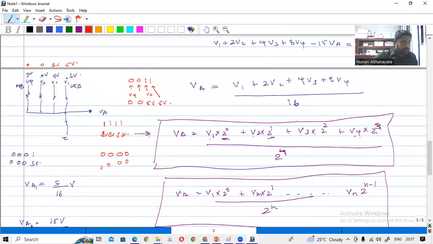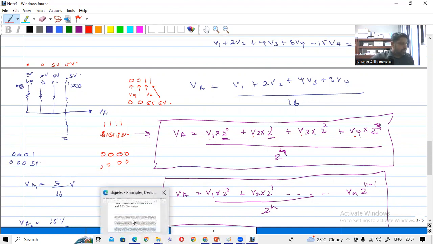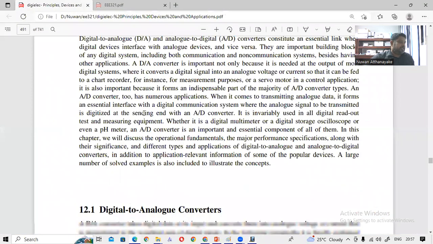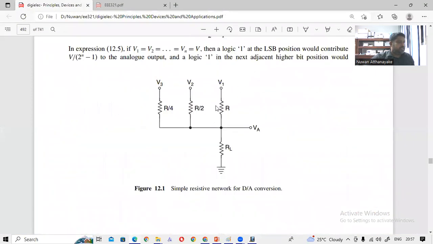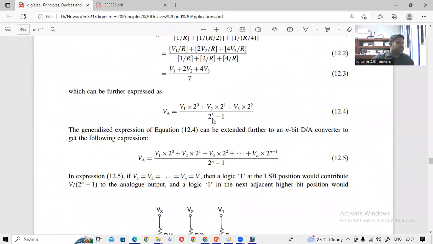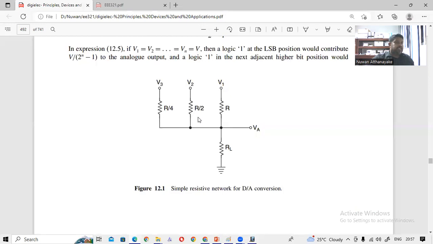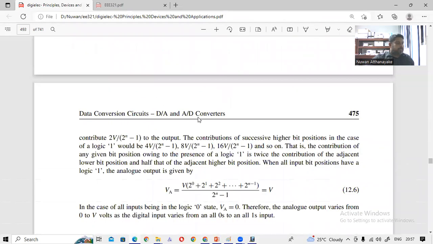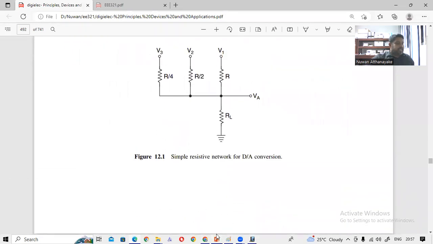So let me go to the reference book, okay? Okay, so you can see that, okay? So actually this is the circuit we are discussing there, okay? So this is a 3-bit resolution DAC, okay? And I think you can easily derive the equation for these circuits, okay? Okay, but you can see that, okay?